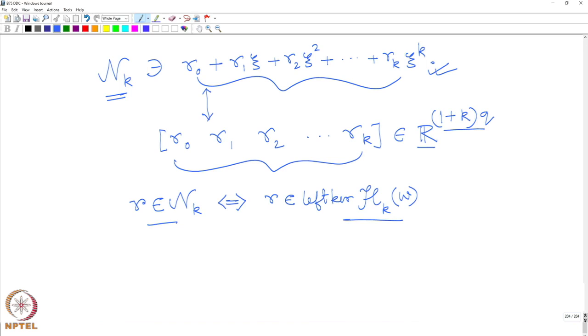Why is that so? Well, you see, if R belongs to Nk, that would imply this R sigma W is equal to 0, in fact it is identically 0 for all W.